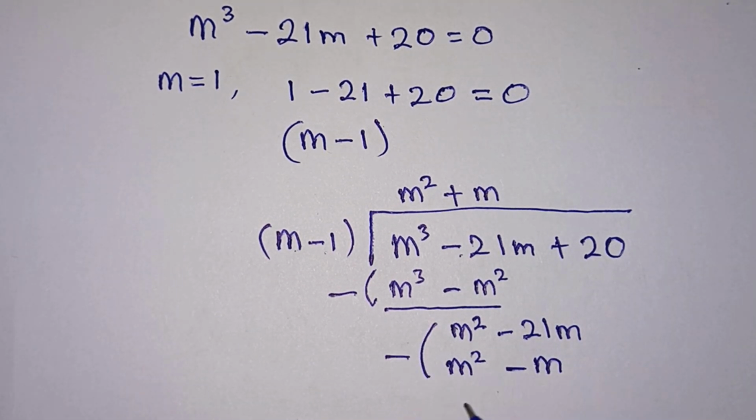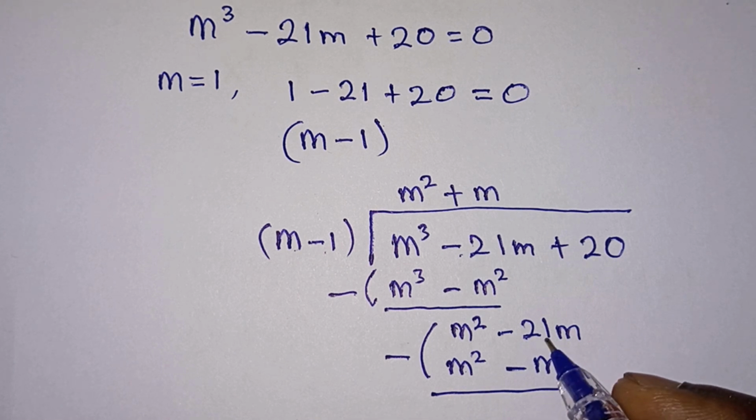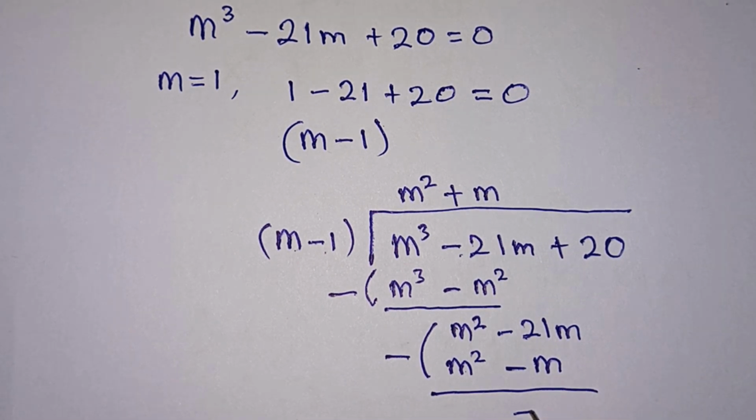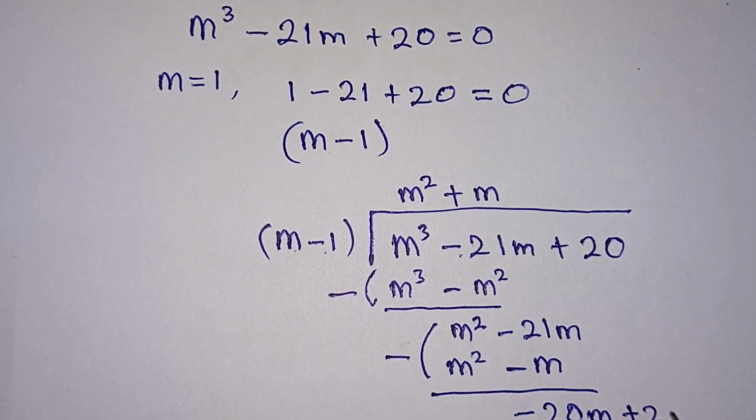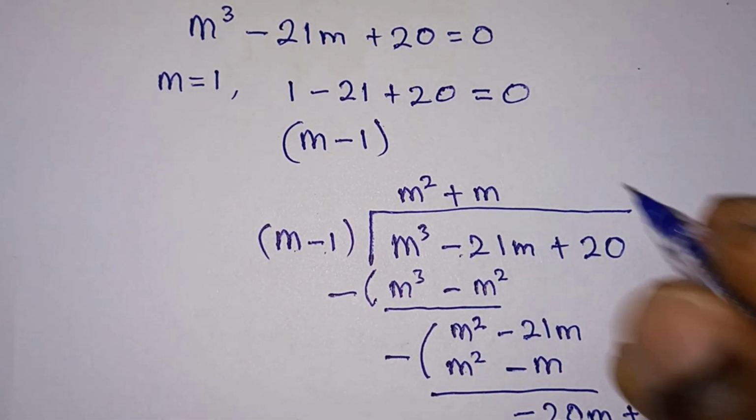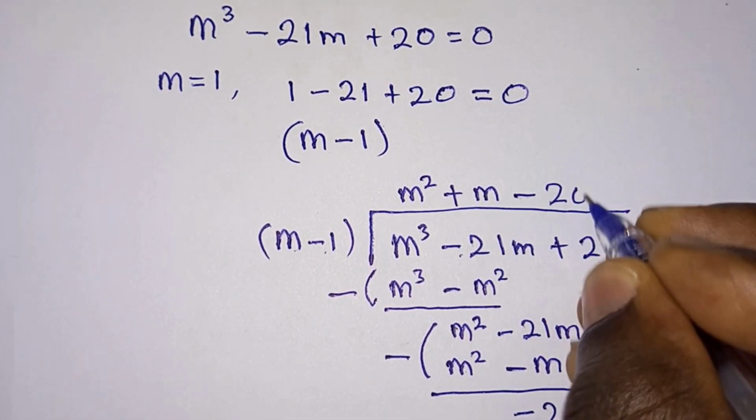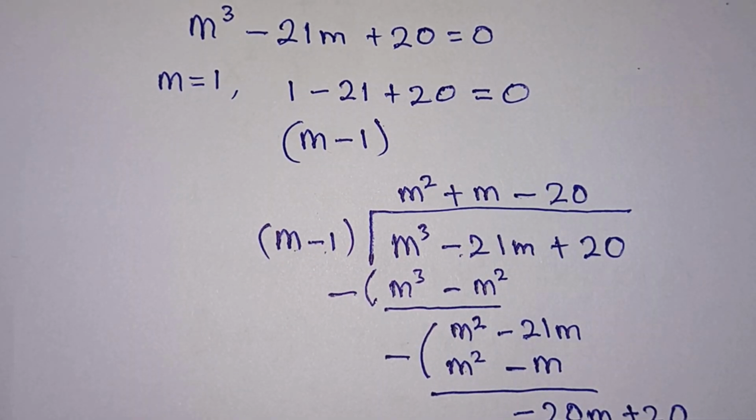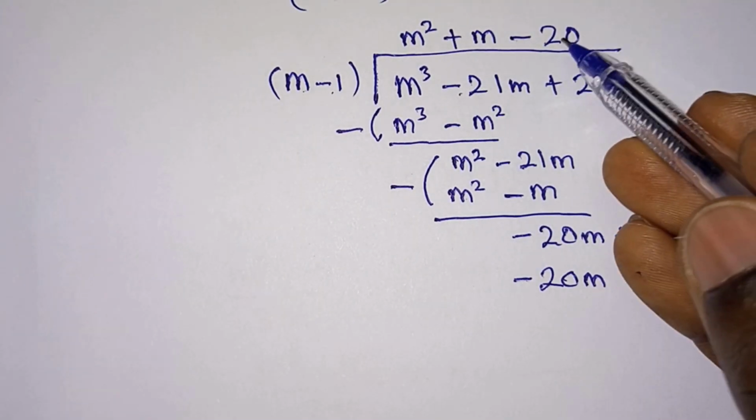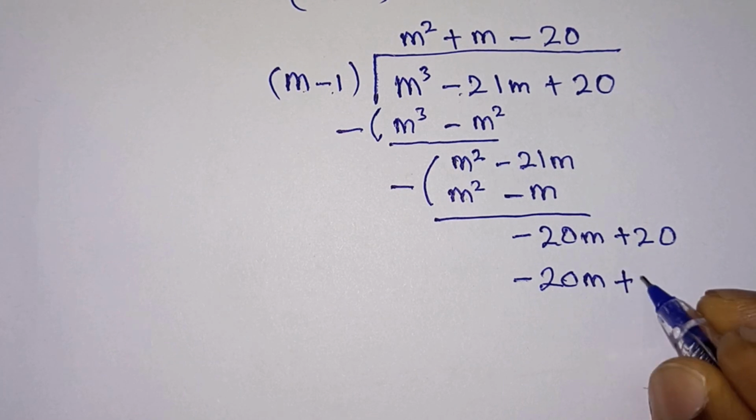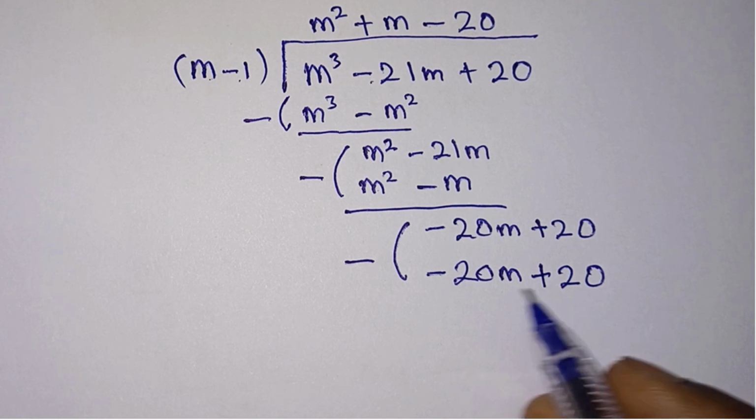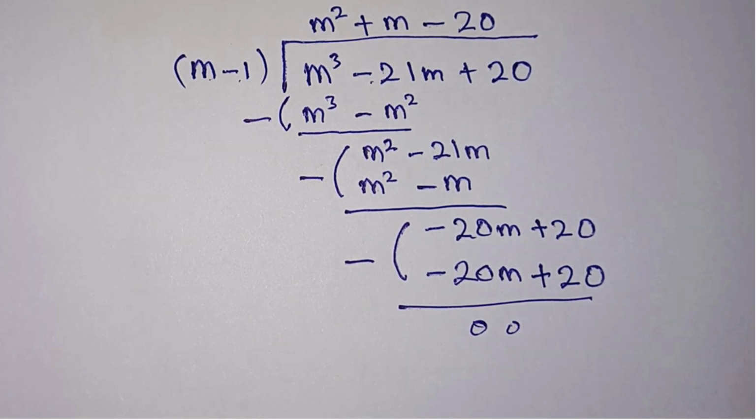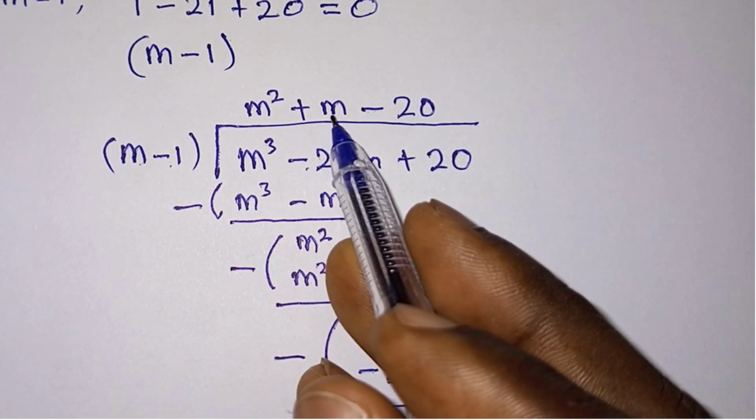Then we will subtract again. This minus this one, we will get 0. Then negative 21 minus m, that will be minus 20m. Then we will bring down this 20. This divided by m, we will get minus 20. Minus 20 times m, we have minus 20m. Then this times negative 1, we will get positive 20. Then we will subtract. This is the same as this one, so their difference will be 0. Therefore, the other factor is m squared plus m minus 20.